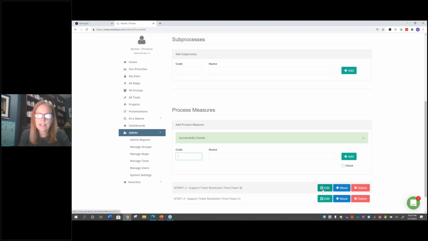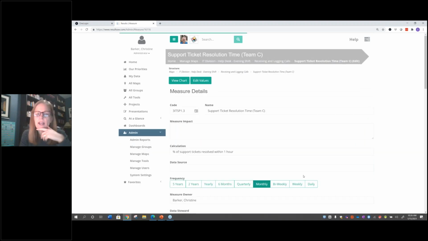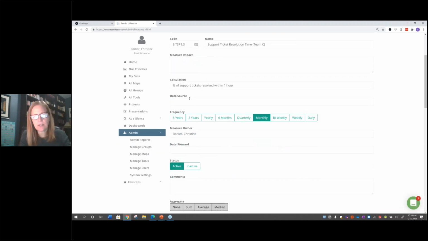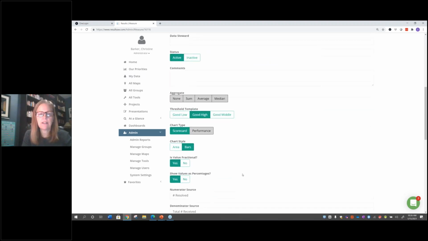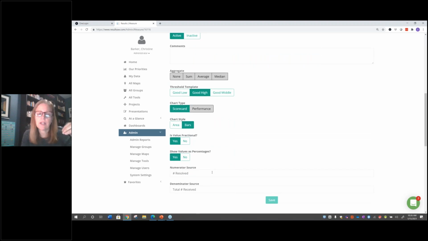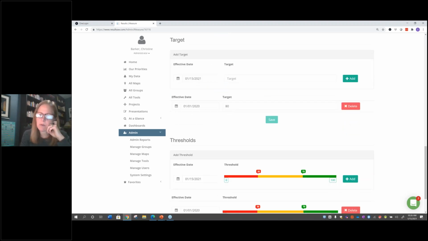Let's go ahead and take a look down here. I see it, support team resolution, Team C, Team B, and Team C. I go into edit, and if I needed to make any adjustments, you can see here, I cloned the calculation, took over the frequency. I had checked measure owner, it's active, good high. In this particular case, the measure that I cloned had a numerator and denominator. It was a fractional measure, so it cloned that, and my target and my thresholds came over.